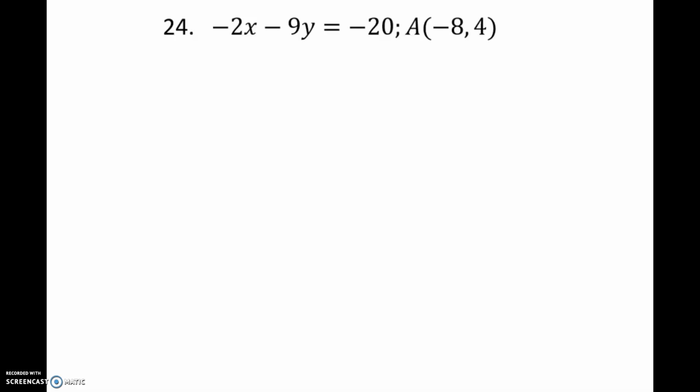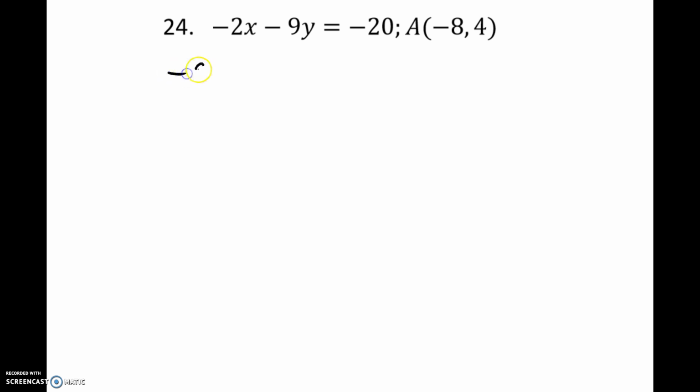All right, so here we're trying to determine whether or not the point A at (-8, 4) lies on the line given by -2x - 9y = -20. So really what we're trying to do is, if we plug those values in, it makes it a true statement. That means that the point does lie on that line. So we're just using substitution here.